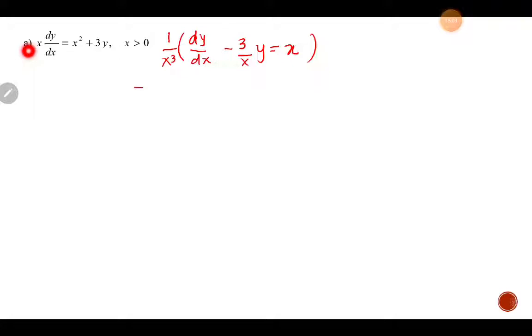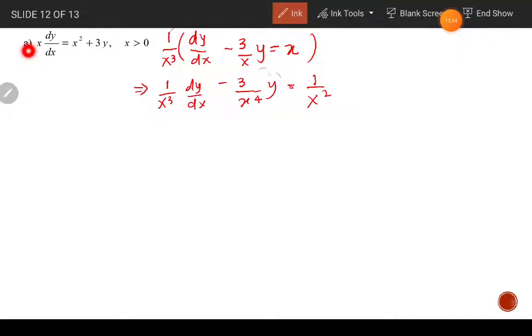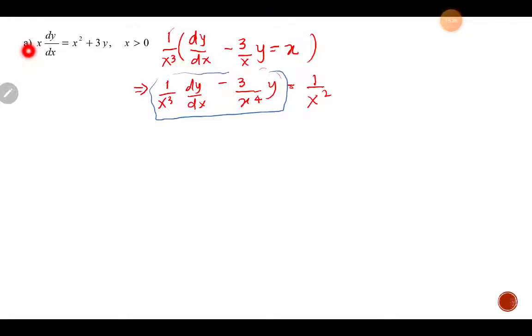Okay, so sekarang ni kita akan dapat 1 over x cube dy over dx. Okay, minus with ni darab masuk, kita akan dapat 3 over x kuasa 4 y sama dengan 1 over x square. Betul tak? Alright. Sekarang ni saya nak you all faham macam mana the left hand side ni. Okay, kalau you tengok left hand side ni kan. Okay, look properly at on the left hand side.